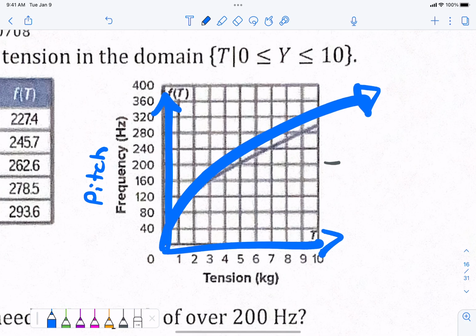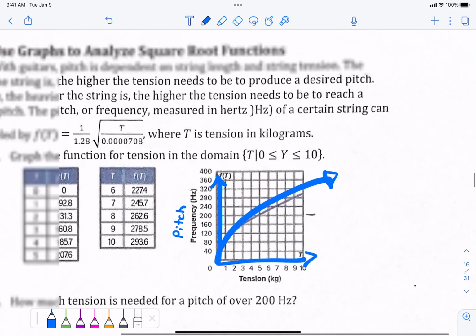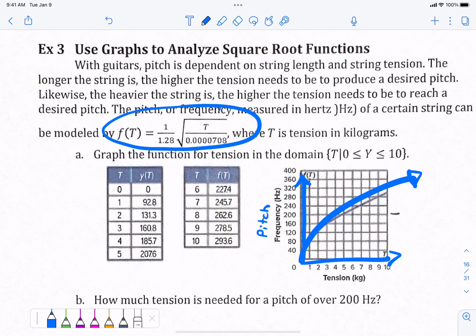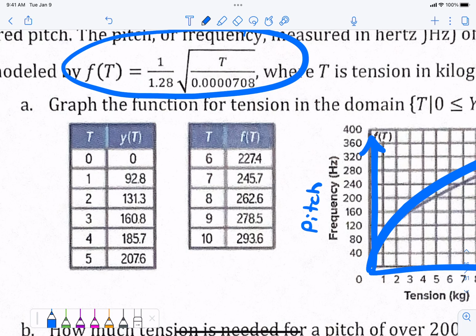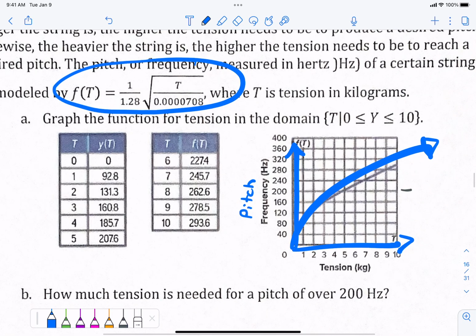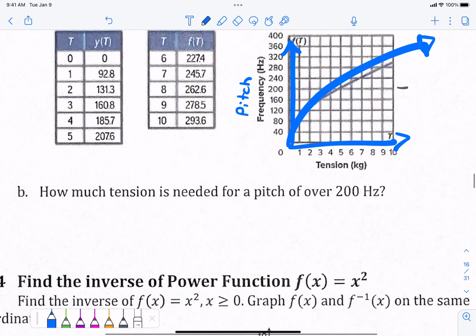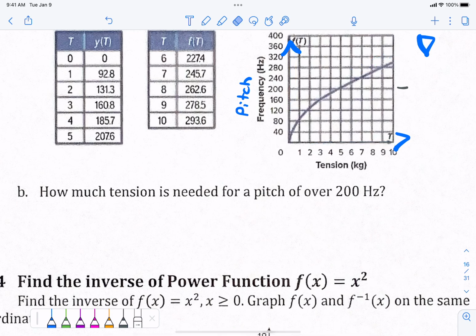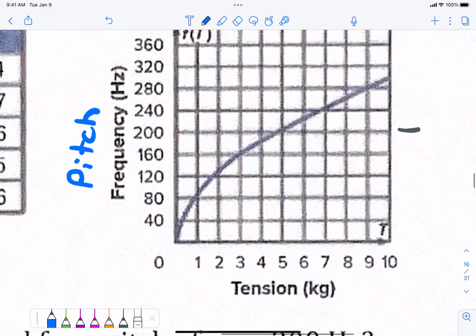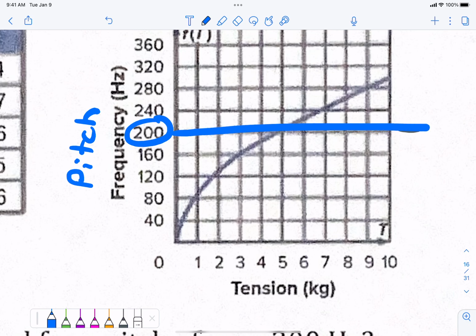Hence it looking like this, which is a square root function, okay? This is actually the ugly square root function, right? Look at all those ugly decimals. Ugh. Now, they have already done A for you. Graph the function for the tension. I went ahead and put that on there so we don't have to graph it. It's there. We just have to answer part B. How much tension is needed for my pitch to be more than or over 200, okay? My pitch is here. Here's where 200 is. What tension do I need to have in order for my pitch to be more than 200? 5 or more.